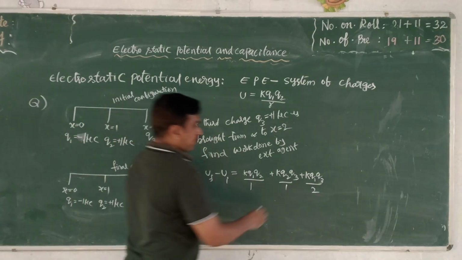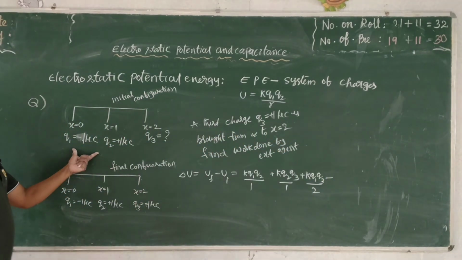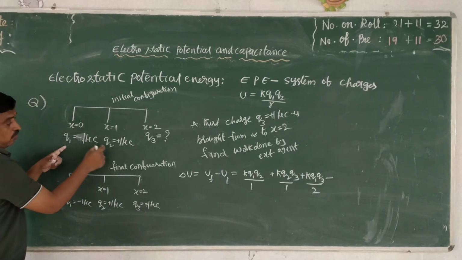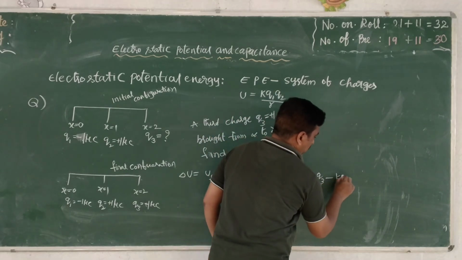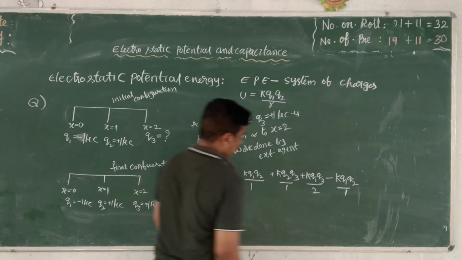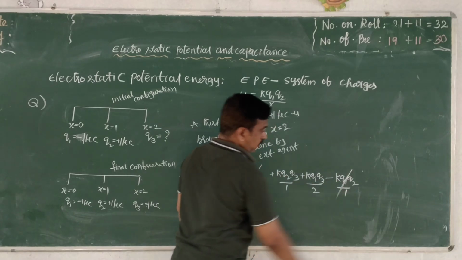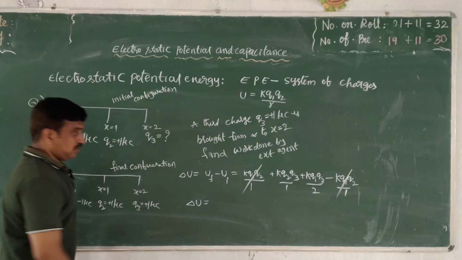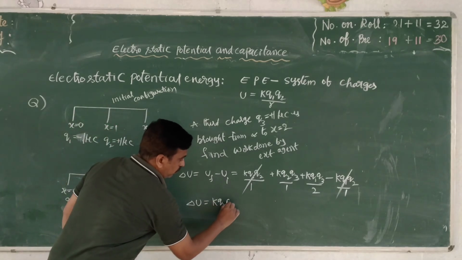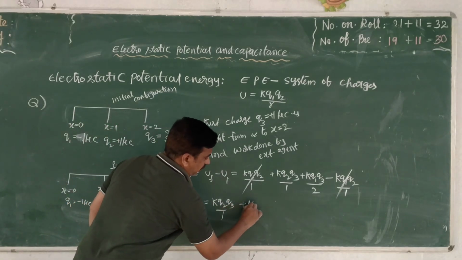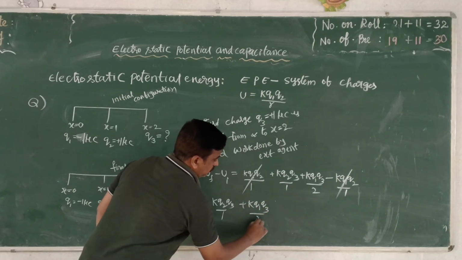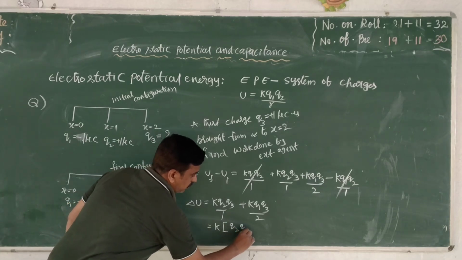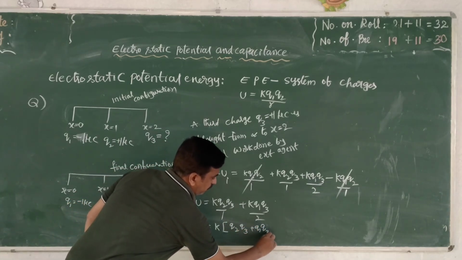Minus the initial: here only two charges are there, so only one potential is developed, U12, kQ1Q2 by 1. Here kQ1Q2 by 1 cancels with kQ1Q2 by 1. So the change in potential, the work done by the external agent, is kQ2Q3 by 1 plus kQ1Q3 by 2. K is common, so we can write k times (Q2Q3 plus Q1Q3 by 2).